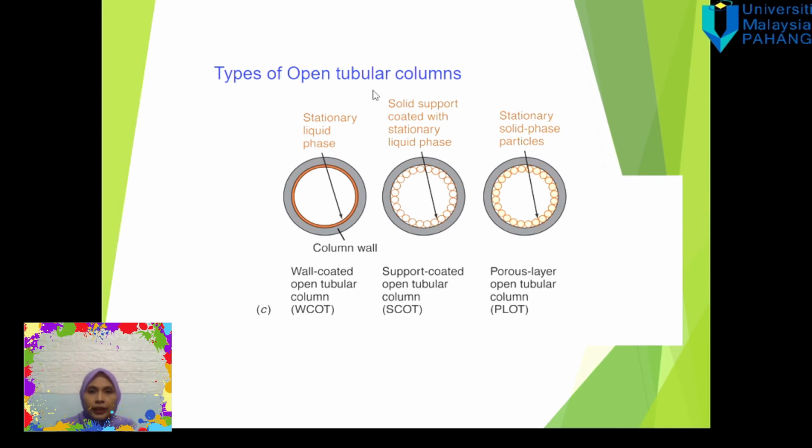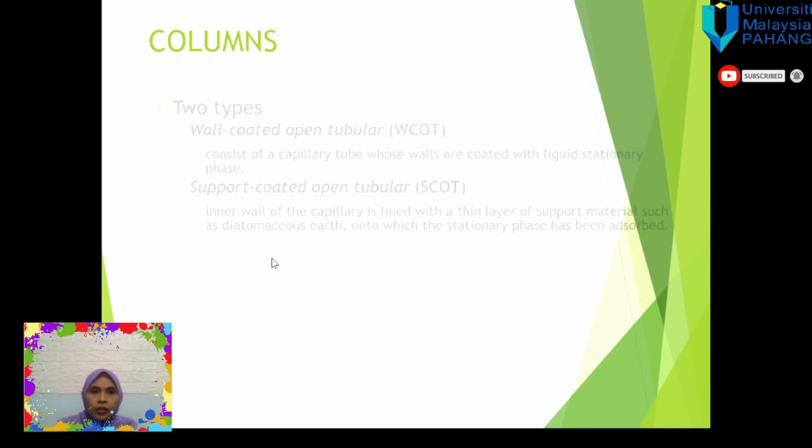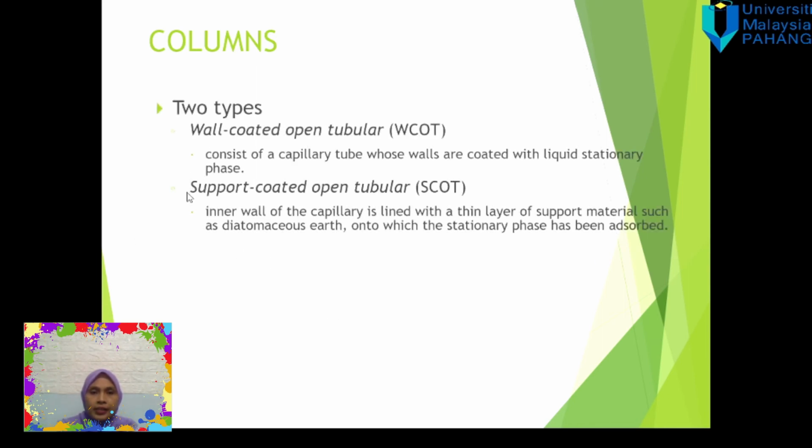So the open tubular type has different types. Stationary liquid phases are coated, solid coated also exists, and stationary solid phase particles also exist. This one is known as wall coated open tubular column, WCOT. This one is support coated, where a solid is coated with stationary liquid phase, and this one is the porous layer open tubular column. This is for the capillary column. They have different types.